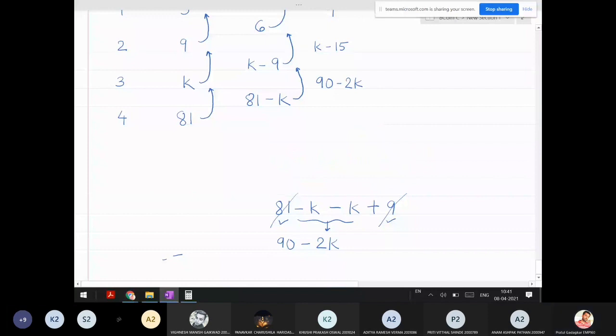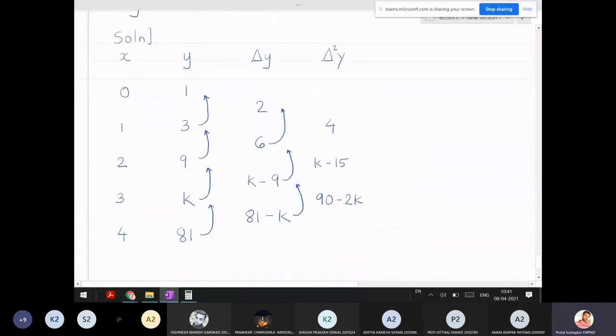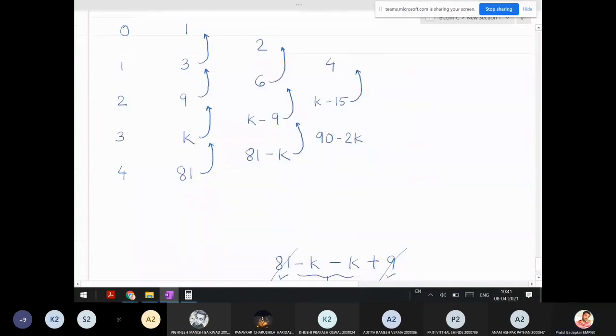Okay, now let us go to the fourth column, delta cube y. What is delta cube y? Again, this minus this. Let me do the rough work. It is k minus 15 minus 4. Minus 15 and minus 4 will become minus 19. So I will get k minus 19.